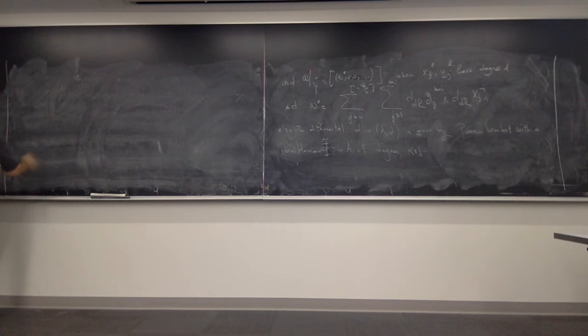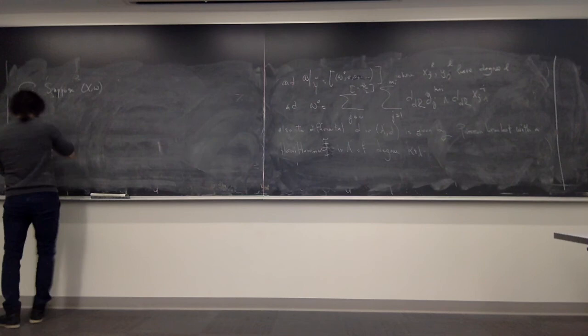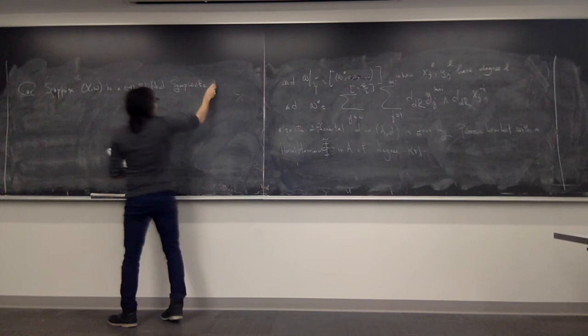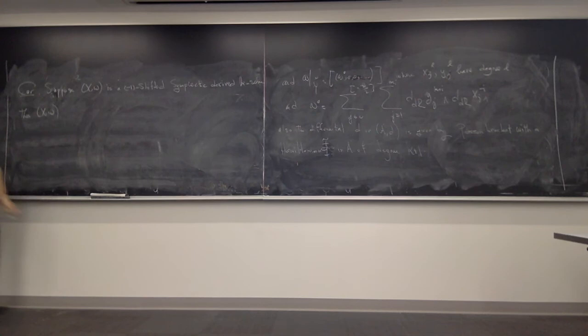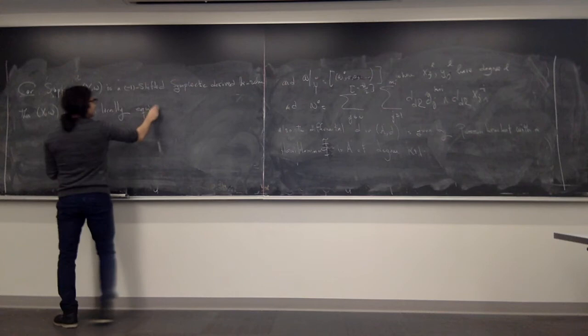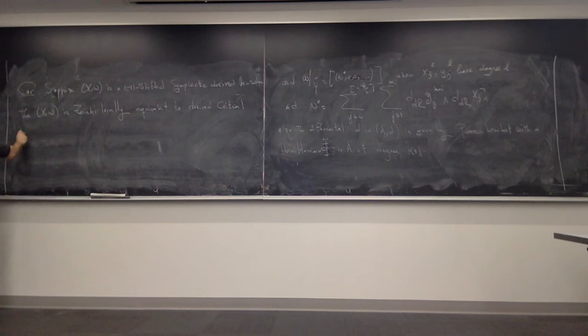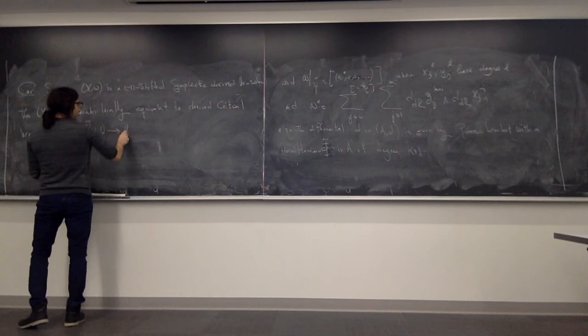Now let's say a corollary of this. Corollary of this theorem is this. Suppose (X, ω) is a minus one shifted symplectic derived K-scheme, then X is Zariski locally derived equivalent to a derived critical locus, the critical locus of some function u to A^1.